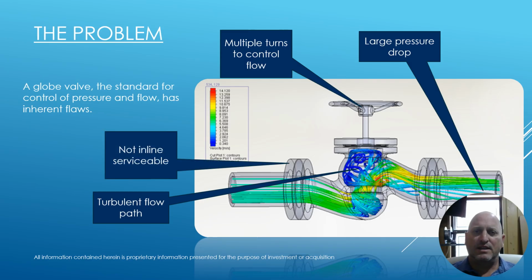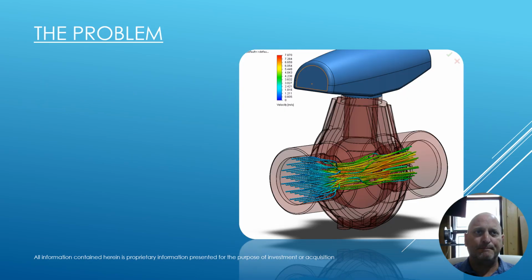But then you also have the lack of inline serviceability. So you want precise flow control, you have to use a large, heavy globe valve with large, heavy, expensive actuators in order to accomplish what you want. But if you have a failure or a valve that needs servicing, you've got to remove it. The other design I'm going to talk about is a ball valve.